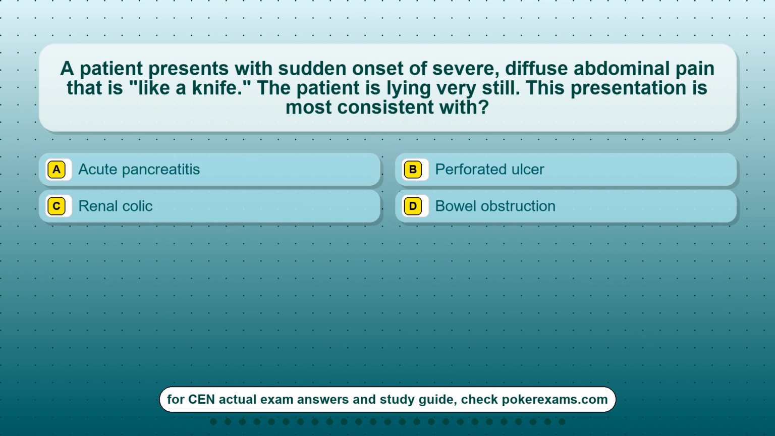Question 20. A patient presents with sudden onset of severe, diffuse abdominal pain that is like a knife. The patient is lying very still. This presentation is most consistent with Option A, acute pancreatitis. Option B, perforated ulcer. Option C, renal colic. Option D, bowel obstruction.